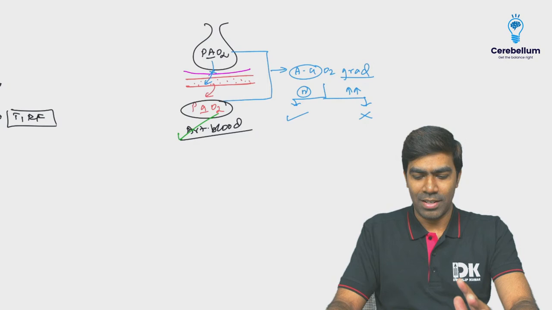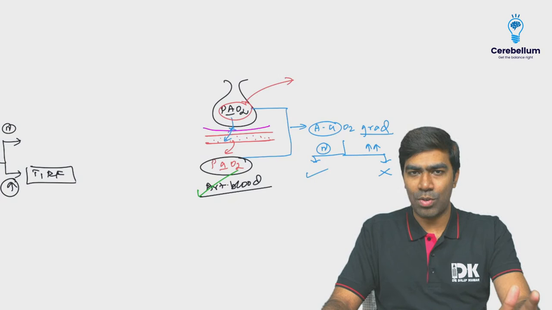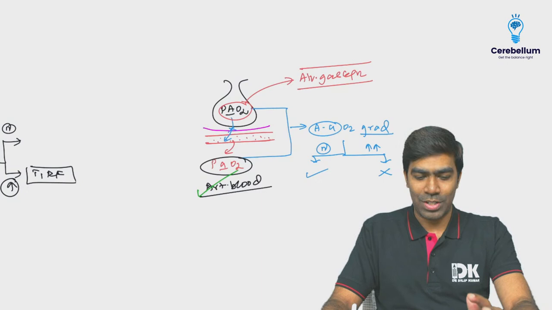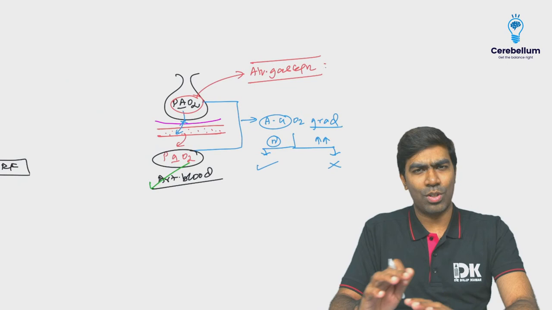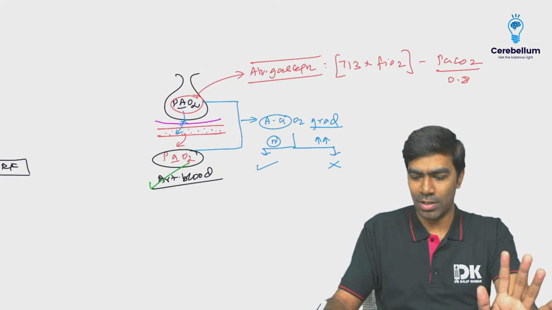The $1 million question here is how to find out the PAO2. You can easily find it out using something called the alveolar gas equation. There is a formula for that. No need to mug up any complicated formulas. Just remember this formula for the exam, it's very important: 713 multiplied by FiO2 minus PaCO2 by 0.8. I'll repeat, 713 multiplied by FiO2 minus PaCO2 by 0.8. That's all. This is the formula that you need to know.